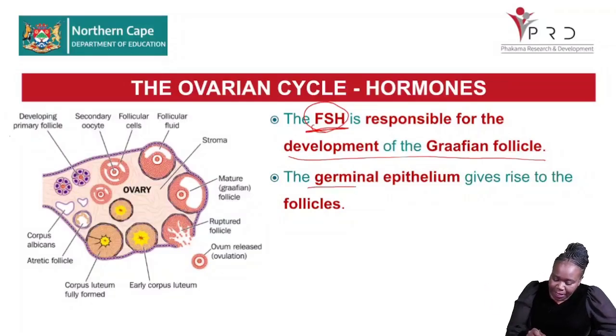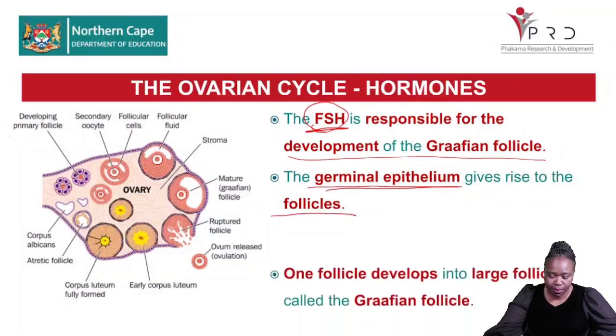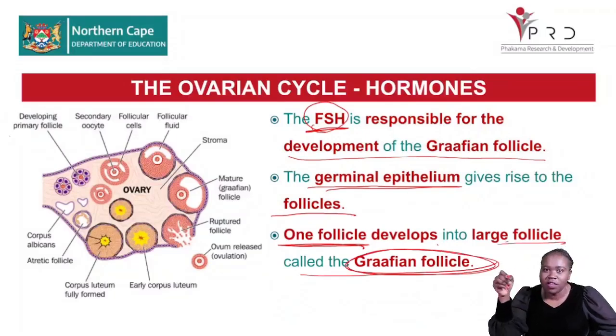Right. So the germinal epithelium, as we've said in the previous part of oogenesis, will give rise to numerous follicles. Remember? And then one of those follicles, only one, will develop into a large follicle, and that large follicle is called a Graafian follicle. This means that that one large follicle that becomes the Graafian follicle is the one that will then undergo meiosis and become that ovum.